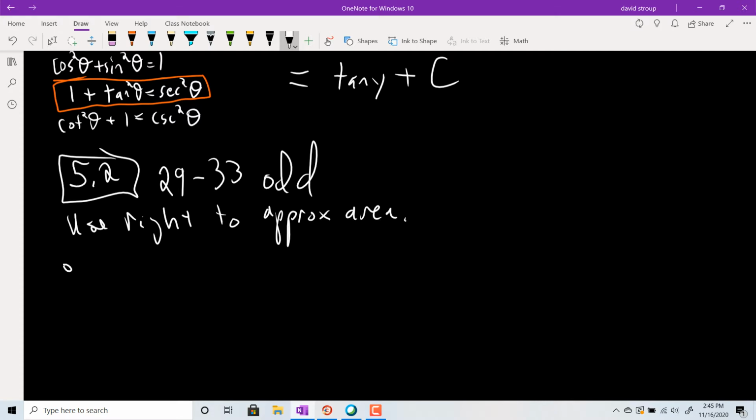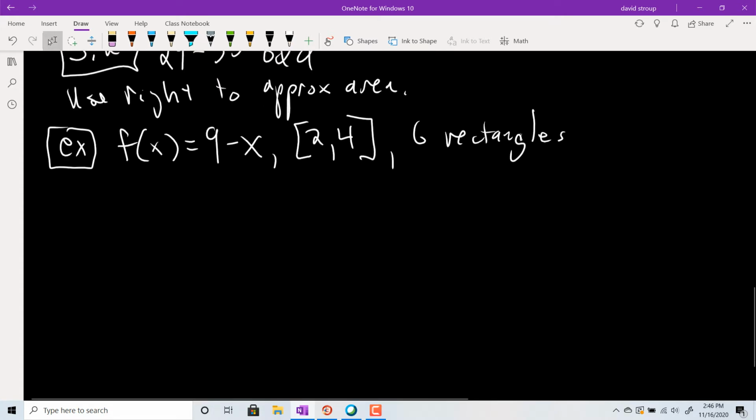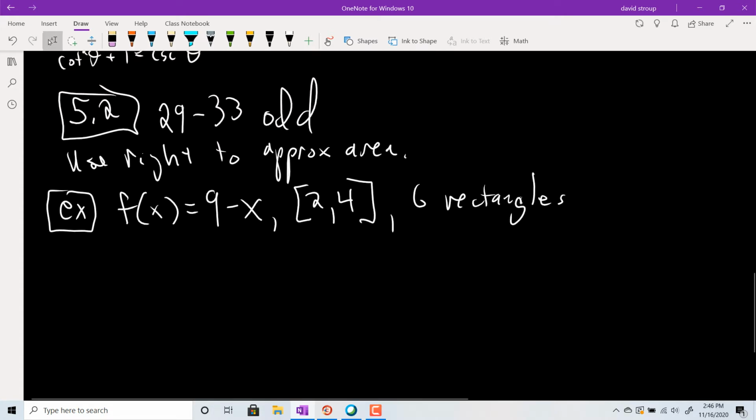Okay, so for example, f of x equals 9 minus x on the interval from 2 to 4 using 6 rectangles. Okay, so we need to figure out the widths of our rectangles, which are always called change in x, which will always be b minus a over n, where n is equal to the number of rectangles. So in our case, it's 4 minus 2 all over 6. So we get 2 over 6, which is the same as 1/3.